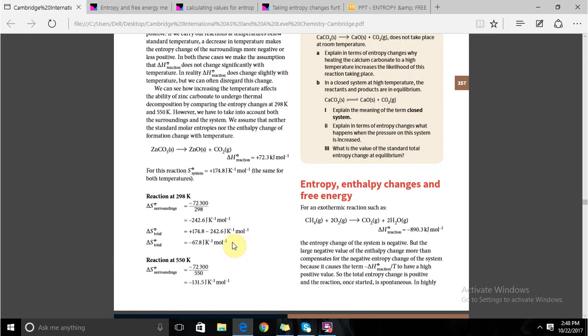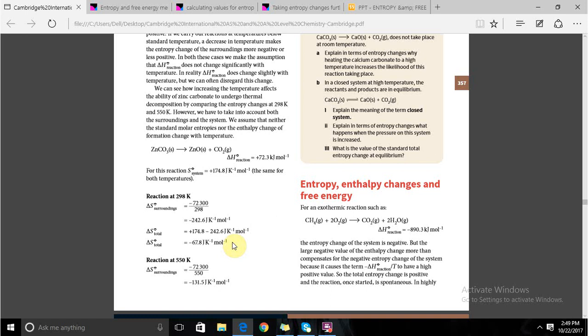So now let's talk about entropy, enthalpy changes, and free energy. All of these things are pretty much interconnected. For an exothermic reaction such as CH4 being combusted, we have a negative value of the enthalpy. With a large negative value of the enthalpy change, the entropy of the surroundings is similarly positive.